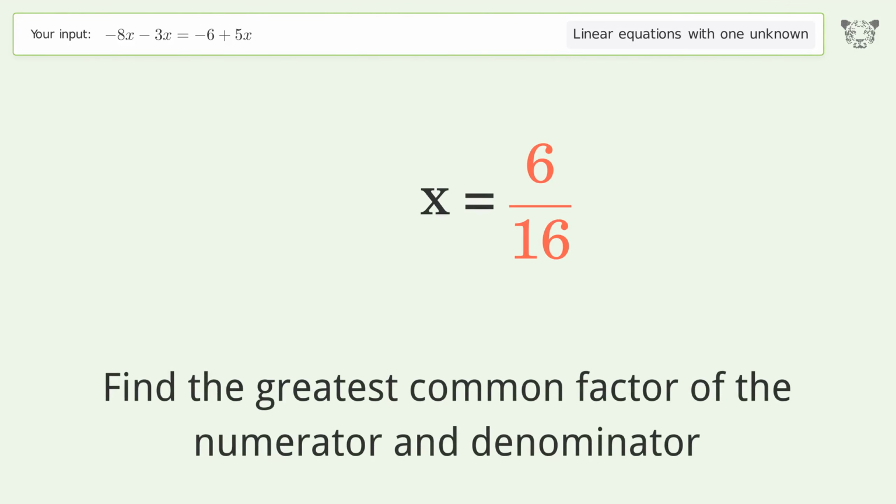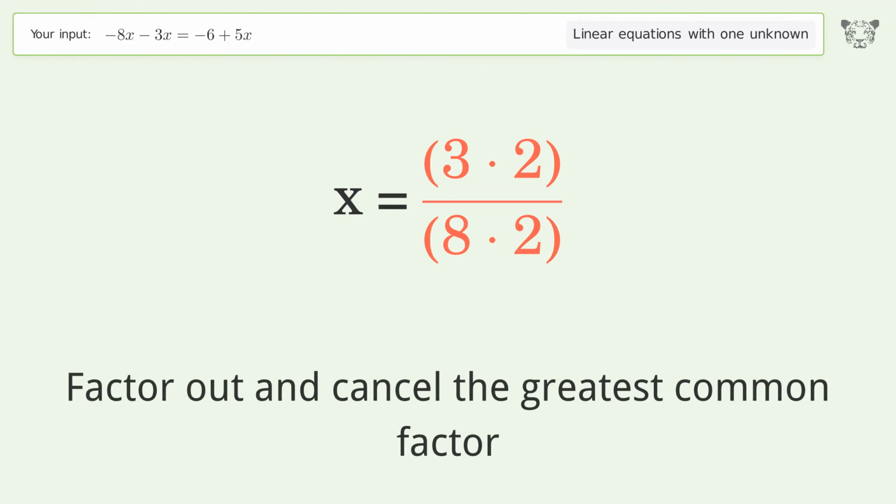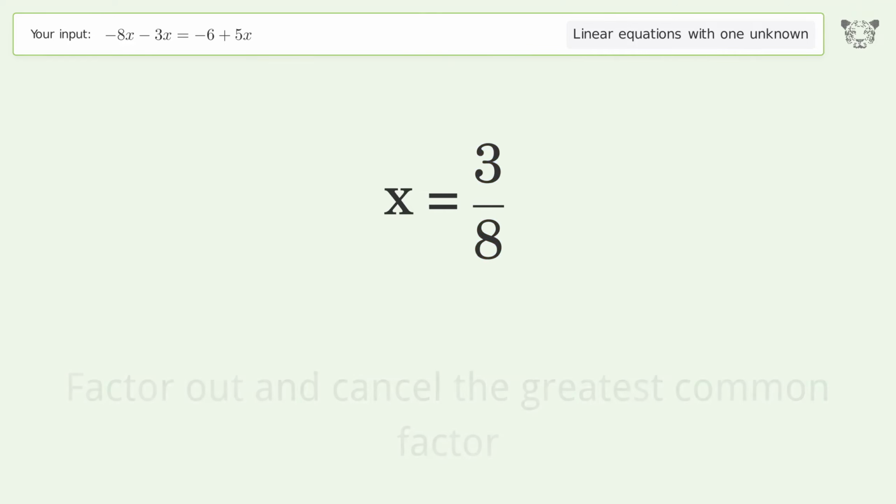Find the greatest common factor of the numerator and denominator. Factor out and cancel the greatest common factor. And so the final result is x equals 3/8.